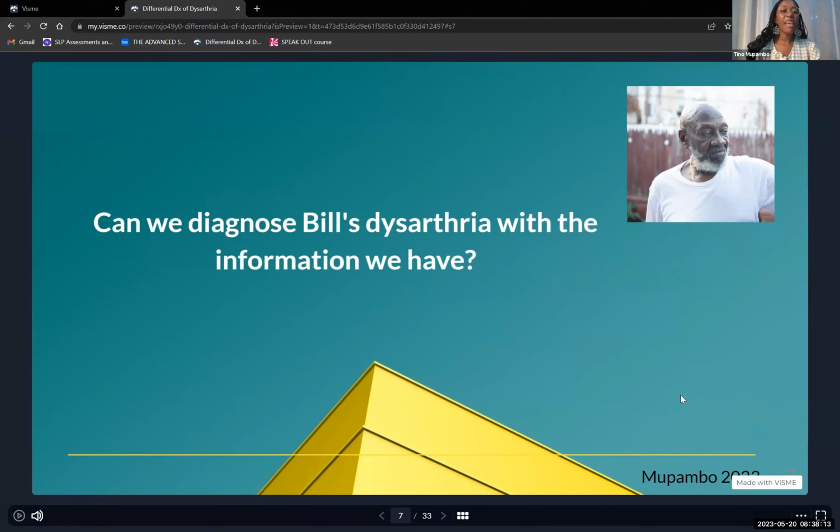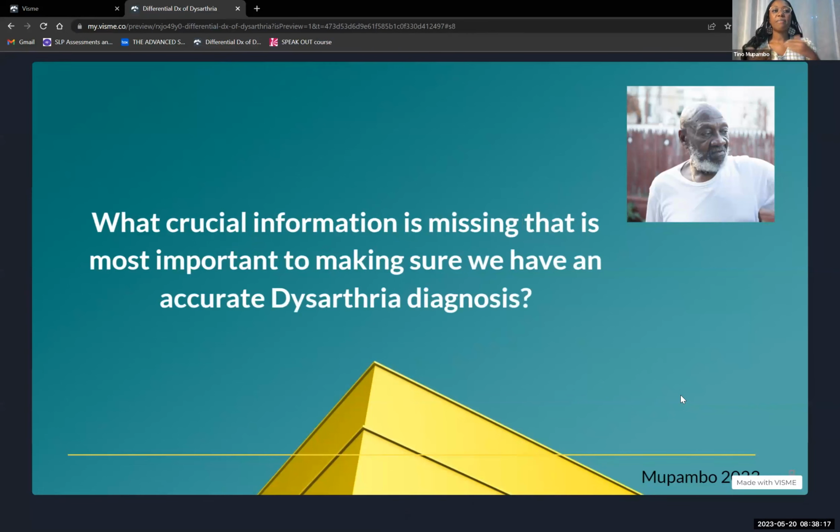Nice. Okay, awesome. So no, we cannot. And so what crucial information is missing that is important for us to make sure that we have an accurate dysarthria diagnosis? What are some things we'd need to know on top of his speech characteristics?